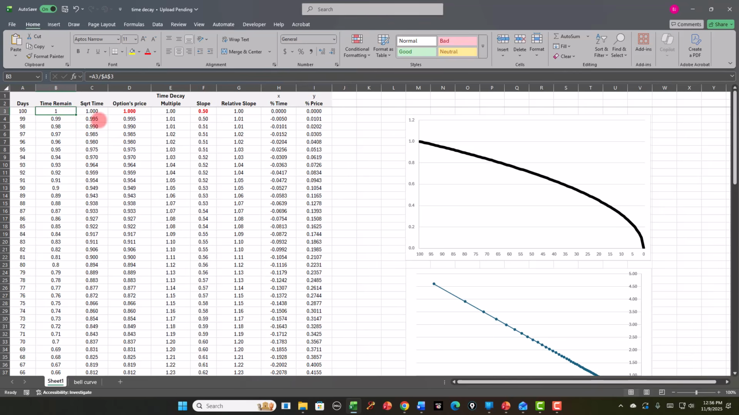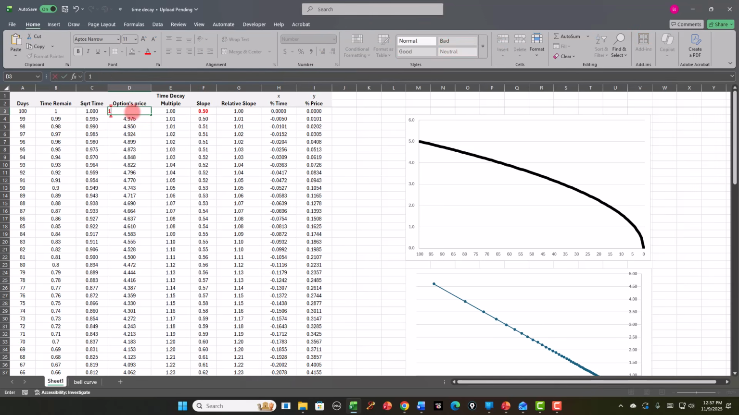In this column, we're going to take the square root of time because this is the key. This is how option prices actually move. Here we can make the option's price anything we want. This is what I did in the presentation. I made it $1. So after 1 day, it would be worth 0.995 or 99.5 cents. On this third day, it would be worth 99 cents and so on. If we want to make it a $5 option, it still decays in the same proportions according to the square root of time.